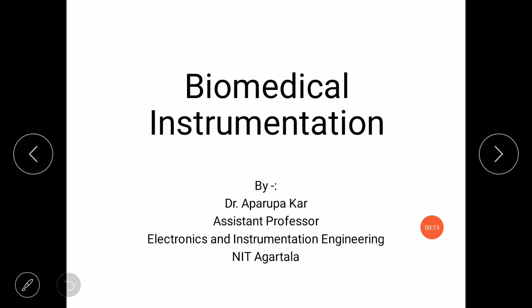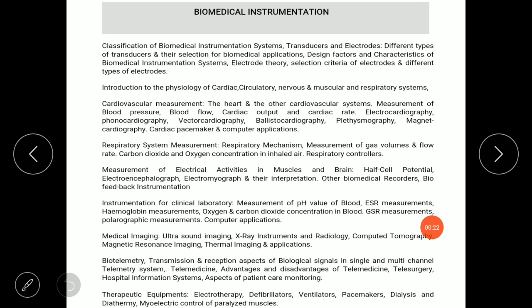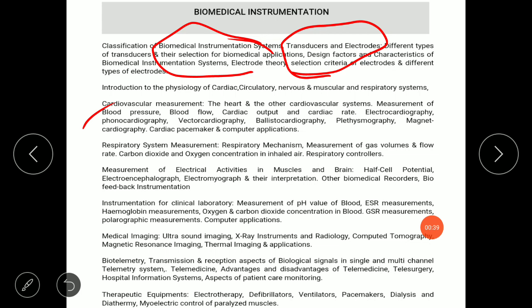The topics that I'll be covering under this subject, biomedical instrumentation, are: first, I'll be teaching you what a biomedical instrumentation system is. Then what the transducers and electrodes are that are used for this biomedical instrumentation system. Then we'll go through the cardiovascular measurement. Here we'll study the basics of the cardiovascular system, everything about the cardiovascular system, and the instruments that are used for measuring the various parameters of this cardiovascular system.